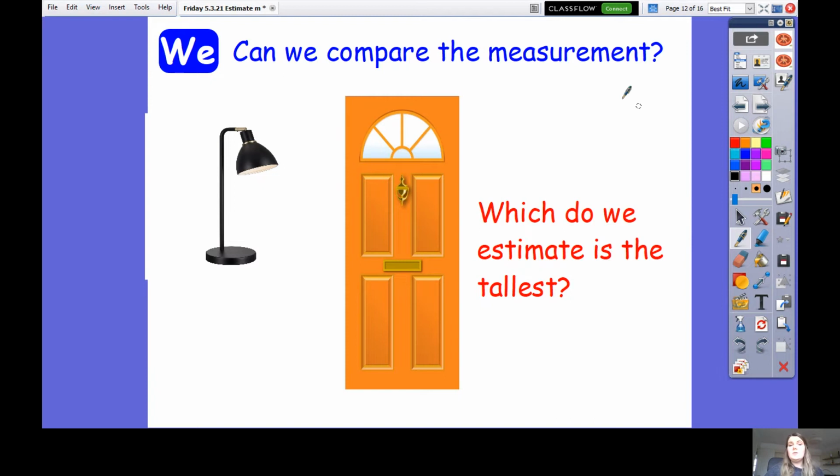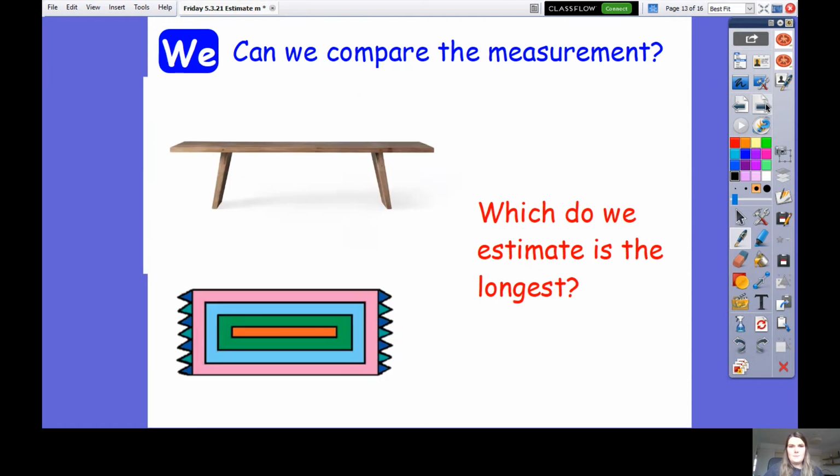Why do you think the door's the tallest? Because it looks taller. It does look taller. And if we were to measure it with our hands, what do we think? You think it would be more hands than the lamp? I think you would be absolutely right. Is this a good estimate, thinking that the door's tallest then? It is a good estimate. We're making an accurate estimate on which is the tallest here. Fantastic.